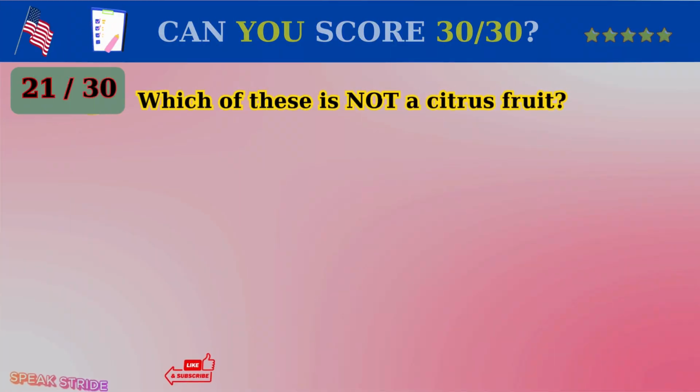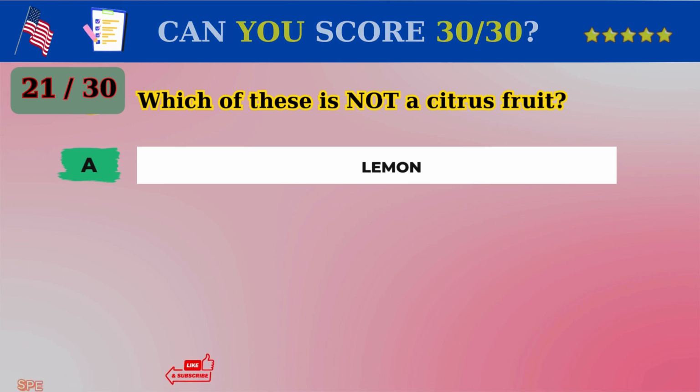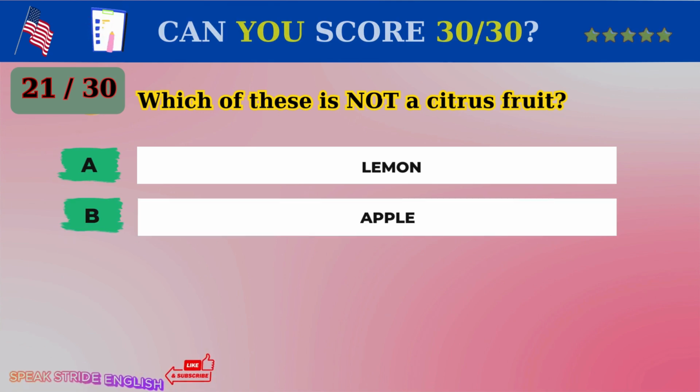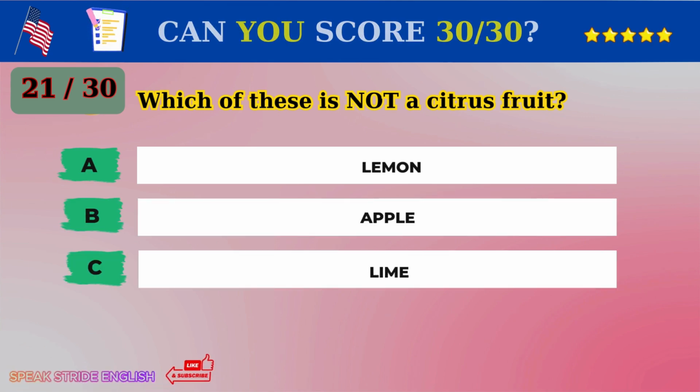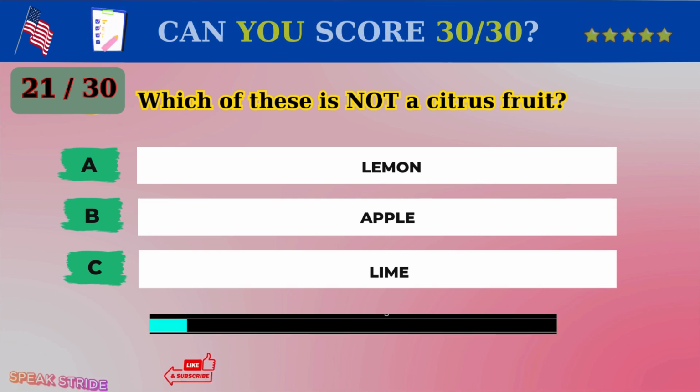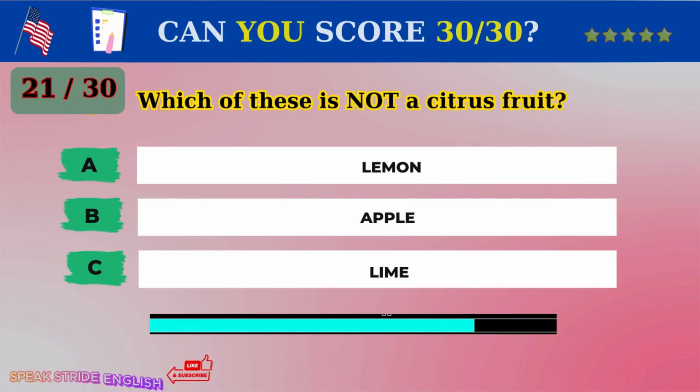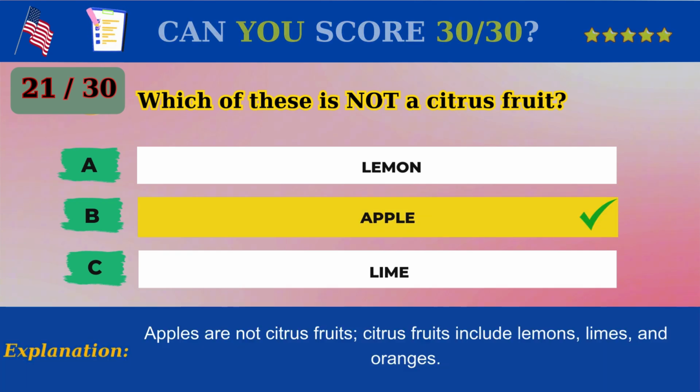Which of these is not a citrus fruit? A. Lemon. B. Apple. C. Lime. Answer: apple.